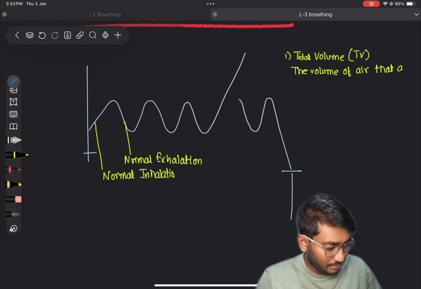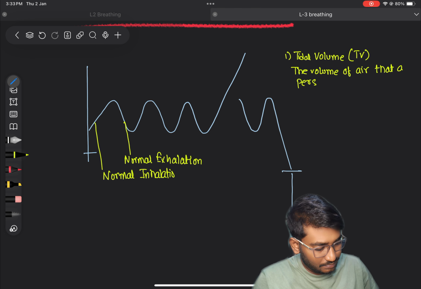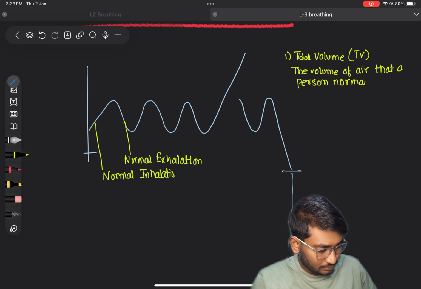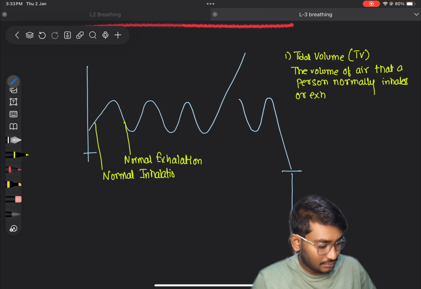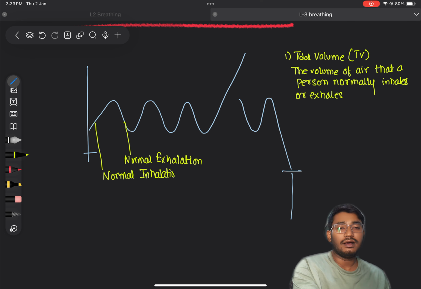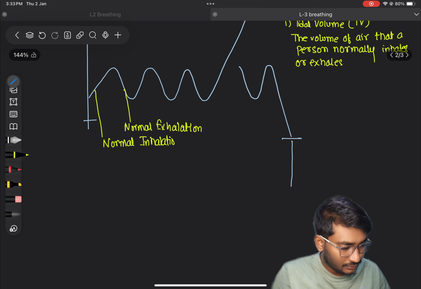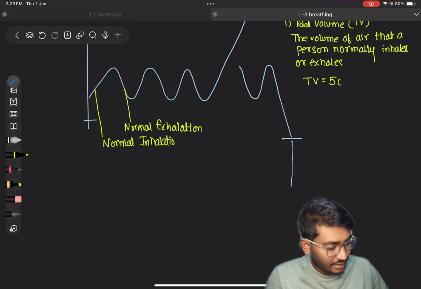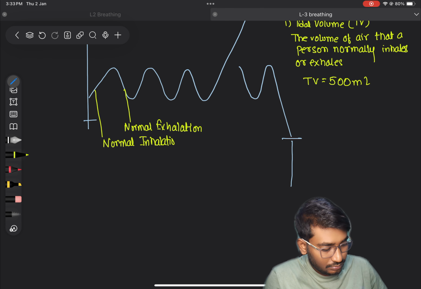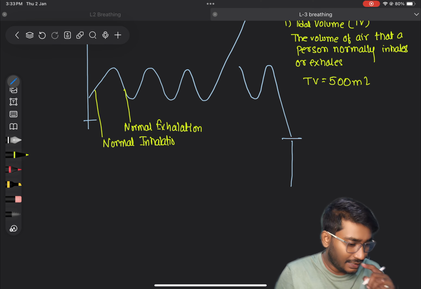Now, the volume of air that a person normally inhales or exhales. So the volume of air a person normally inhales or exhales, that is TV, equals 500 ml. TV is 500 ml.